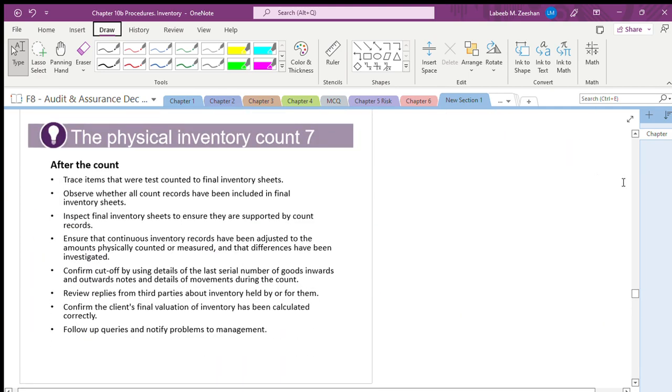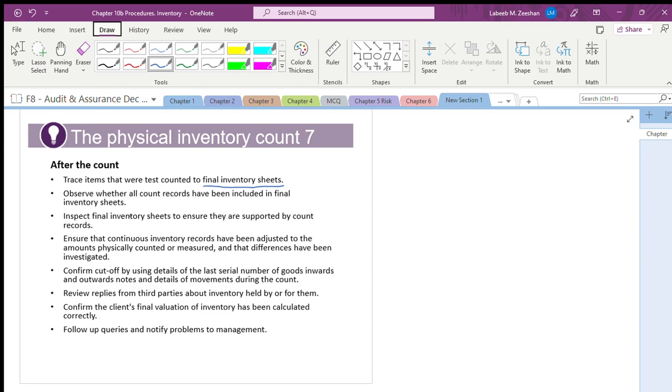Now, once you have done that inventory count, after the count, what happens? You have to keep those documents very, very securely. That is very crucial. After the count, trace the items that were test counted with respect to the final inventory sheets. Whatever the counts are and wherever we have entered them, those have to be traced.